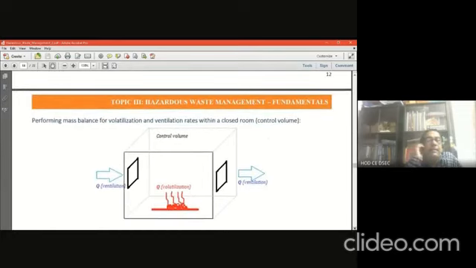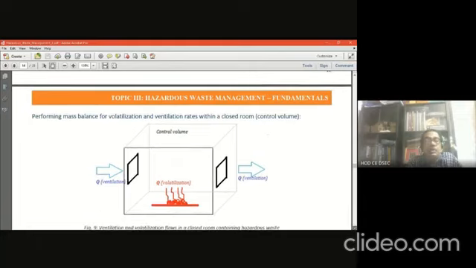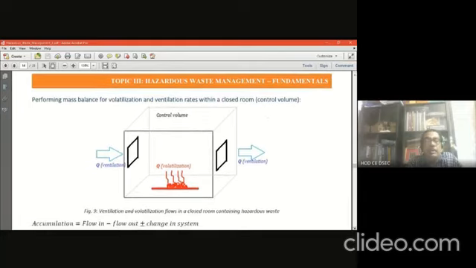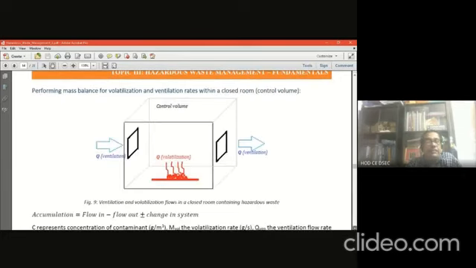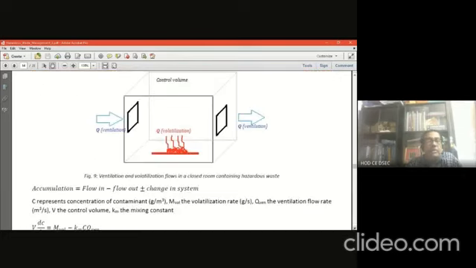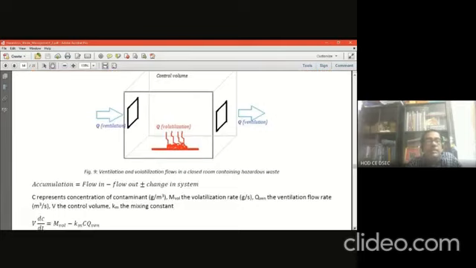You see the performing balance of volatilization and ventilation rates within a closed room, a control room. It is shown by the cubical box. You see ventilation indicated by the arrow left and right, and volatilization takes place by Q, marked in red. So the ventilation and volatilization flows, in a closed room containing hazardous waste. So what is accumulation? Accumulation is flow in minus flow out plus change in the system.